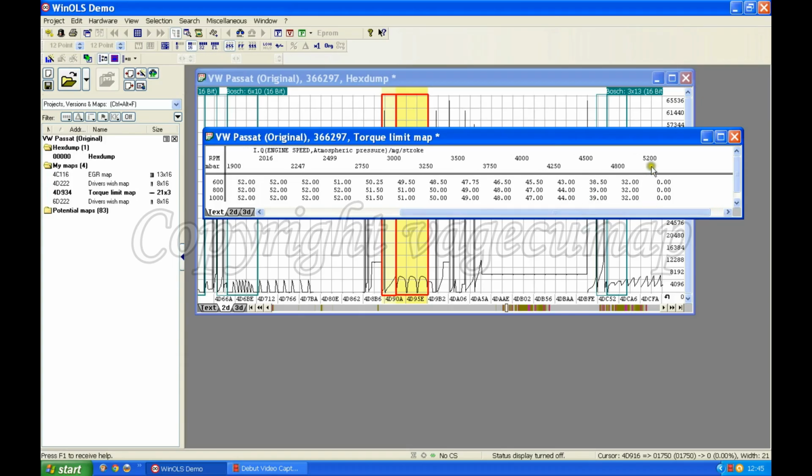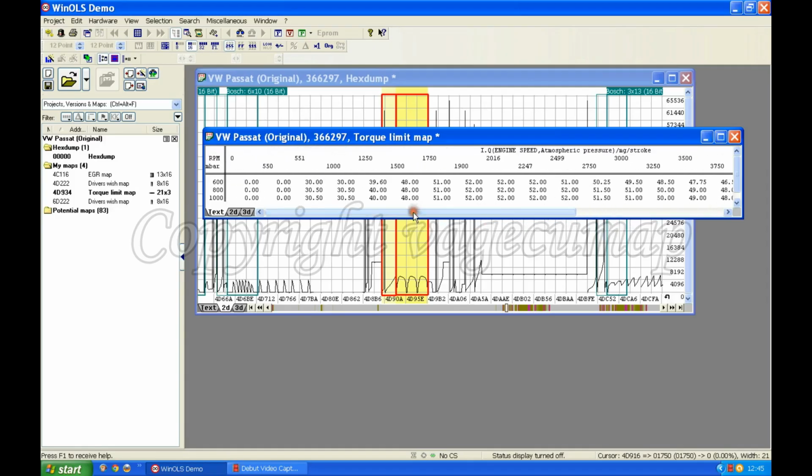And interestingly, at 5,200 revs, look what's happened to the fuel. None. So you want to drive at what is a very, very high rev for an ordinary little turbo diesel engine, and when you try, no fuel is injected. I'll let you think about that one.